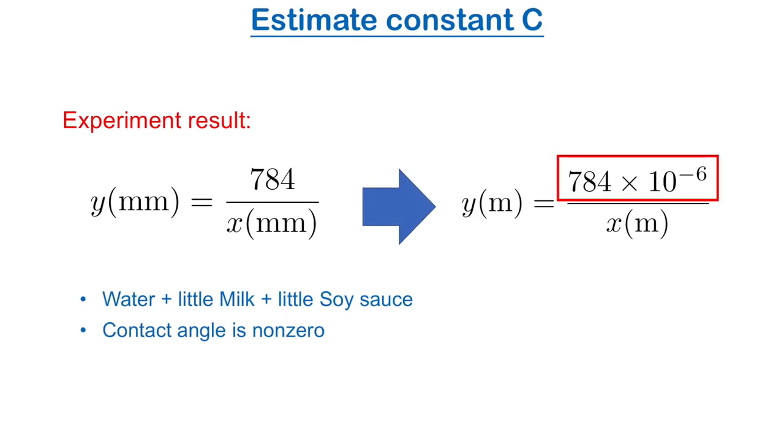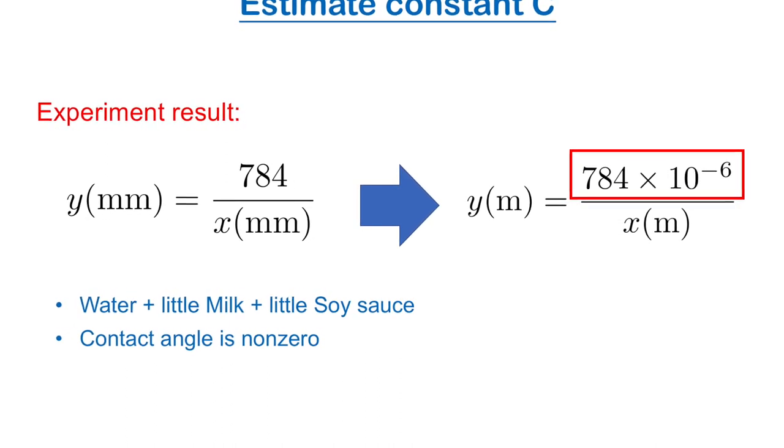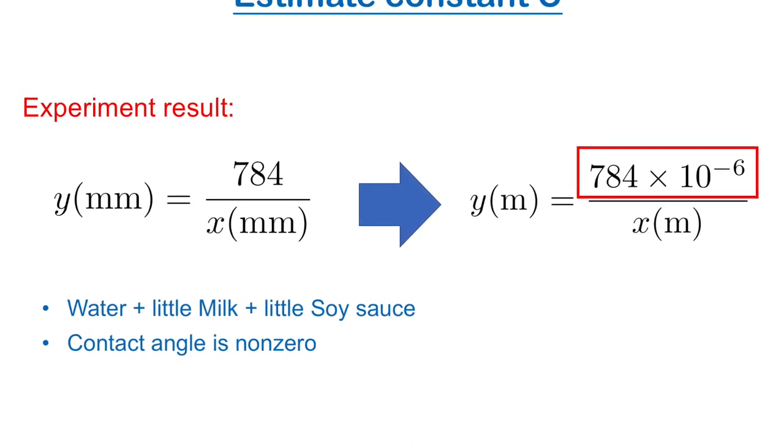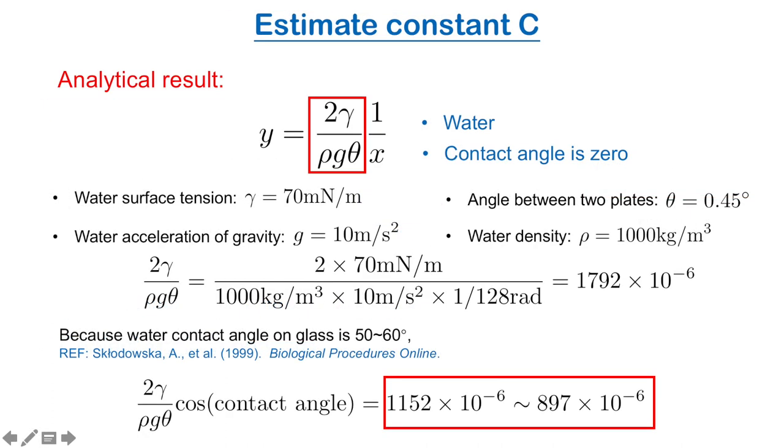Then, let's talk about this constant. In the experiment, we can easily convert this constant from the millimeter unit to the meter unit. According to theoretical results, we can easily get a constant, but in reality, we can't get complete wetting, and we find the contact angle of the water and the glass plates should be 50 to 60 degrees. So we can modify this constant by multiplying by the cosine function and finally get a range.